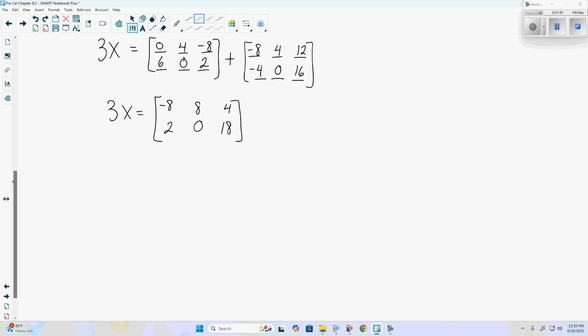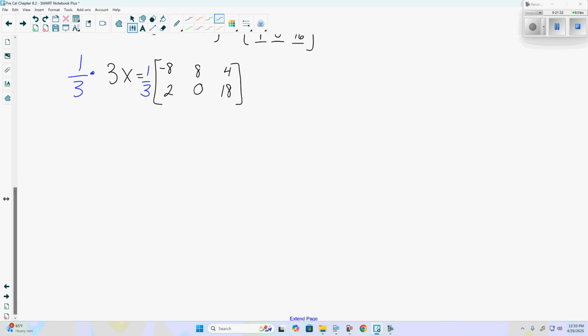Okay. Now, dividing a matrix is not possible. We can't just divide both sides by 3 because we don't have division with matrix operations. So instead of dividing, what we have to do is multiply by a scalar that would reduce the 3 to 1. Because 3 times 1/3 is going to reduce it to 1. So we have to multiply both sides by the reciprocal of the number in front of our x term.